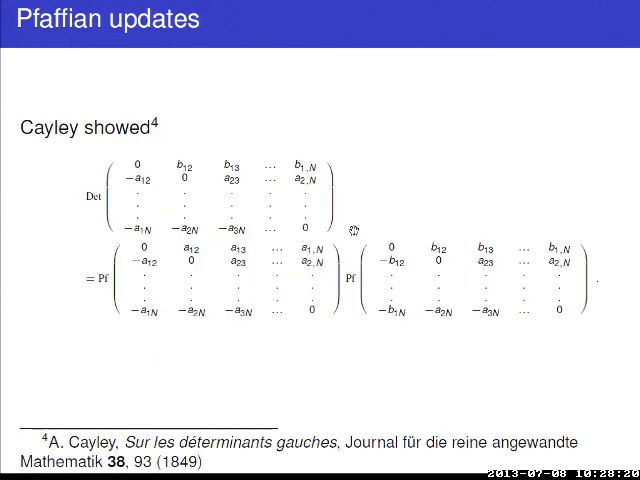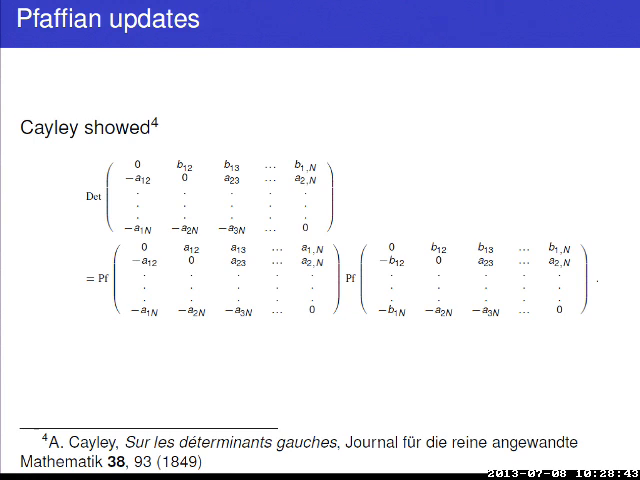Oh, and then I like to show this because I get to put 1849 here as the reference. But Cayley showed that the determinant, where you change just the row but not the corresponding column, is the product of these two Pfaffians.